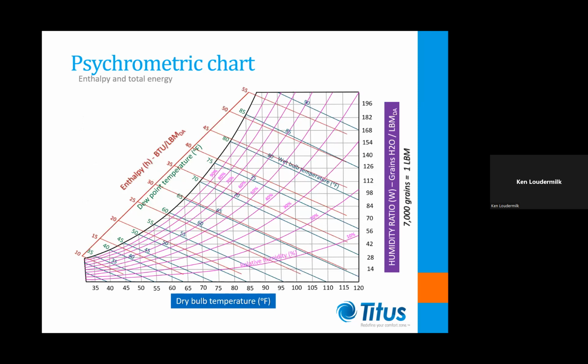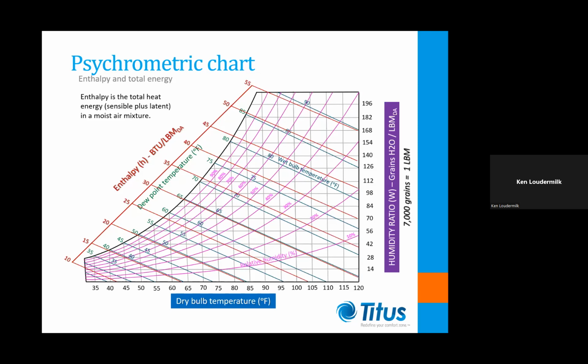The psychrometric chart can also quantify the enthalpy of the air mixture. Enthalpy is the total heat energy stored within the mixture, expressed in BTUs per pound mass. It's affected by changes in the mixture's dry bulb temperature and/or moisture content.